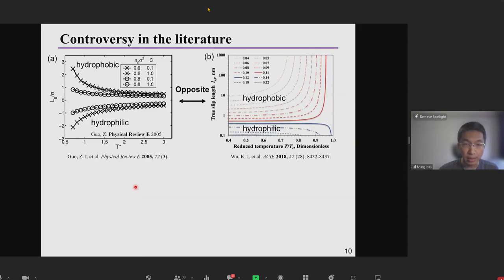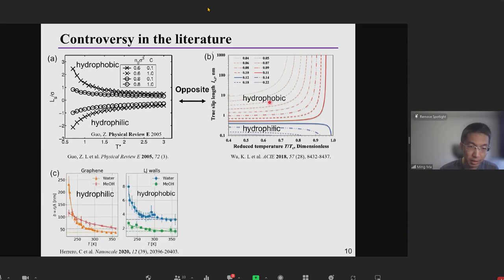To this end, we notice that when you consider the slip length's dependence on temperature, you find something very interesting. Figure A is a theoretical study showing that for a hydrophobic surface, the slip length decreases as the temperature increases, and for a hydrophilic surface, it increases. However, other theoretical studies later found just the opposite directions, where slip length increases for a hydrophobic surface. So they are in direct contradiction.